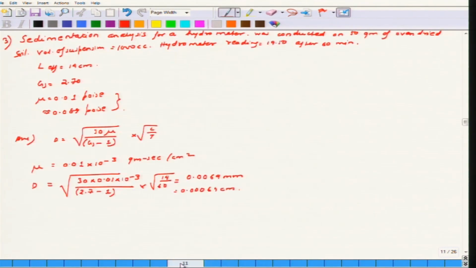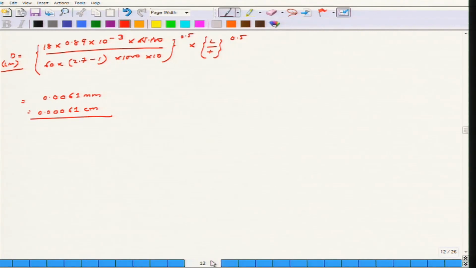Remember that, while in this case the d is in units of millimeter, you have to remember both of these, that which formula you are going to use depends on the question, or basically what units are given, and accordingly you can proceed. Now, the equivalent diameter has been found out, but that is not all.